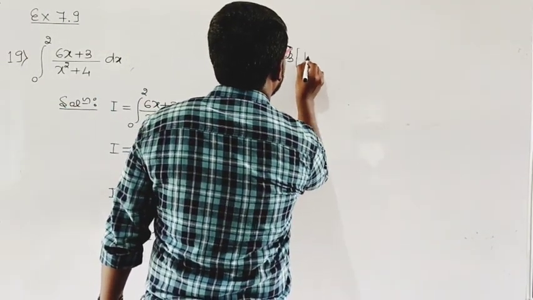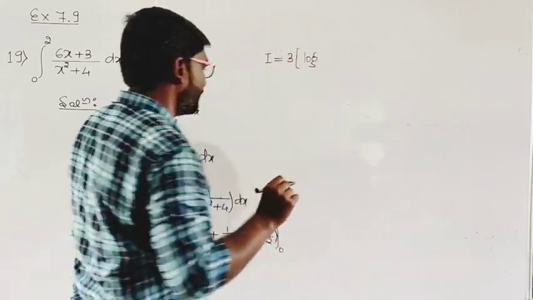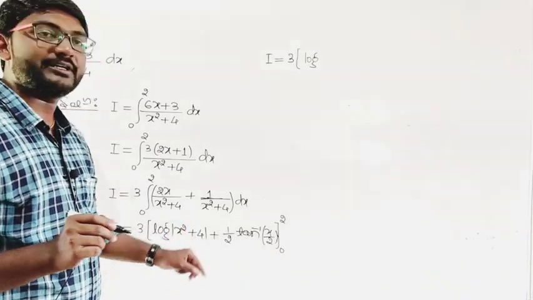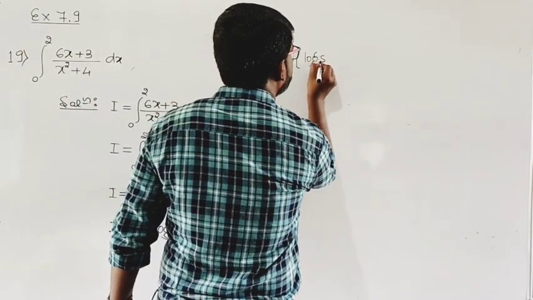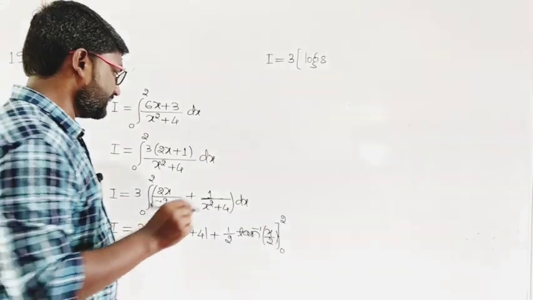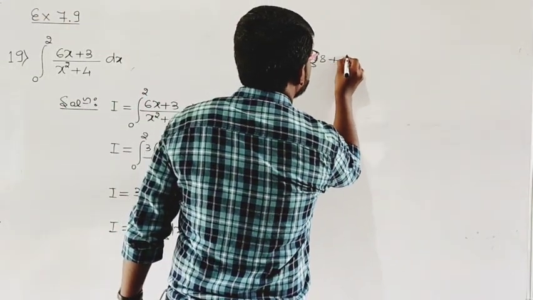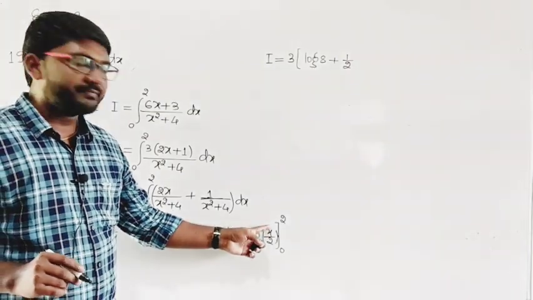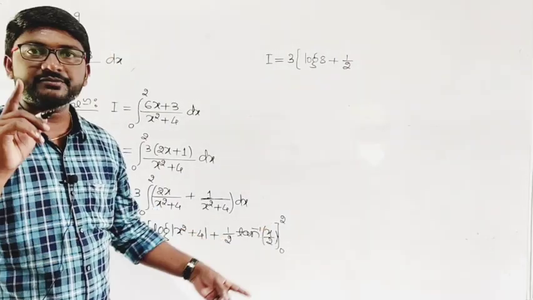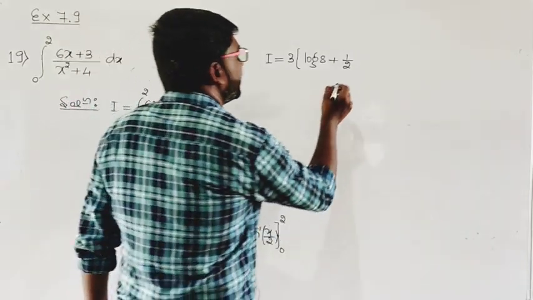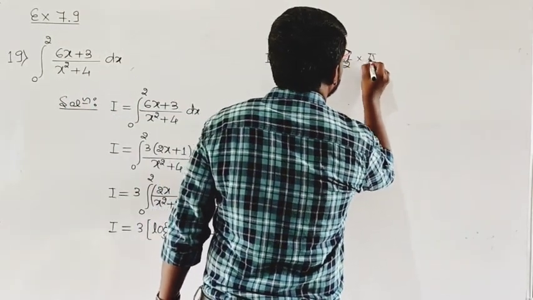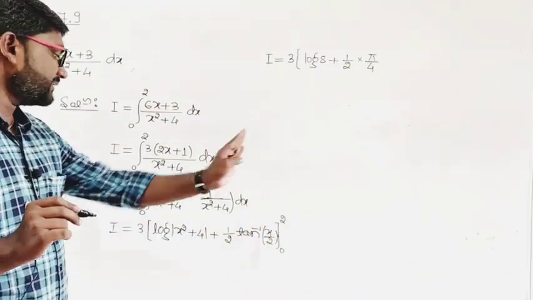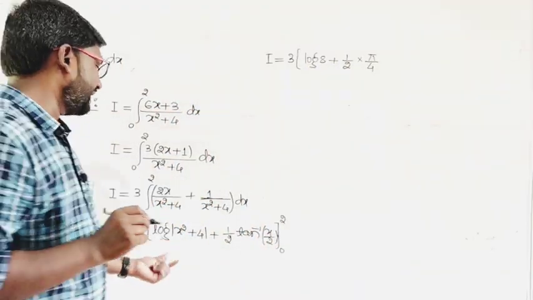So it is log mod, in place of x I have to write 2 square, it is 4 plus 4, it is 8, we get log 8. Then plus 1 by 2 tan inverse, in place of x I write 2 by 2, it is 1, tan inverse 1 is pi by 4. So this is the upper limit minus the lower limit.